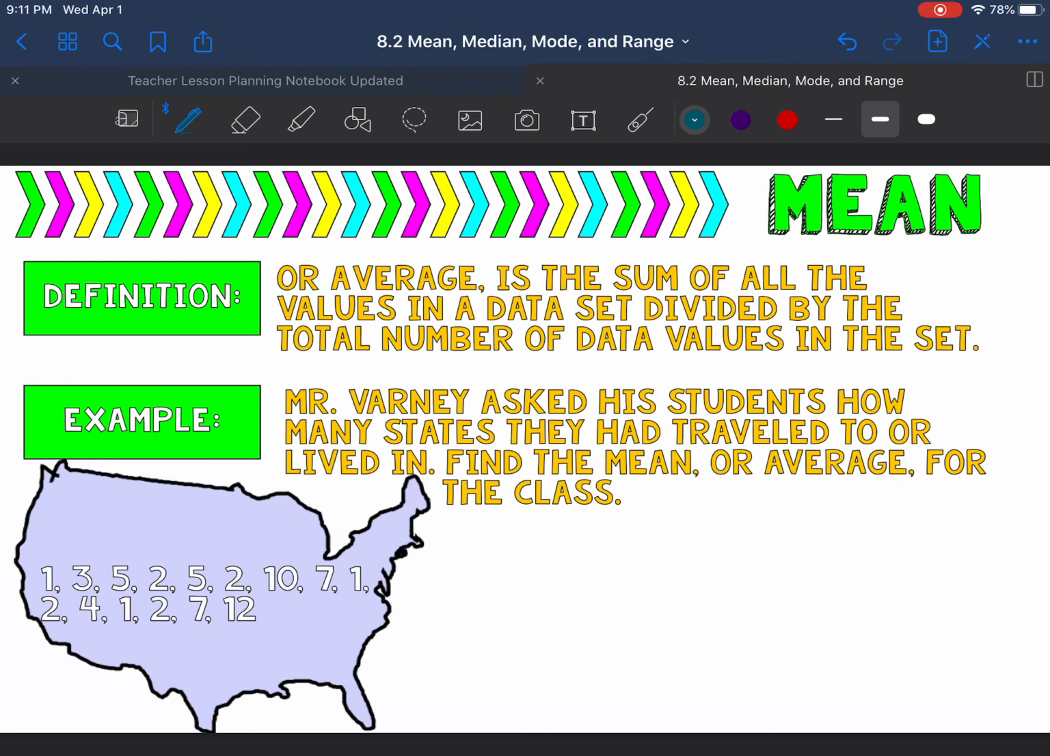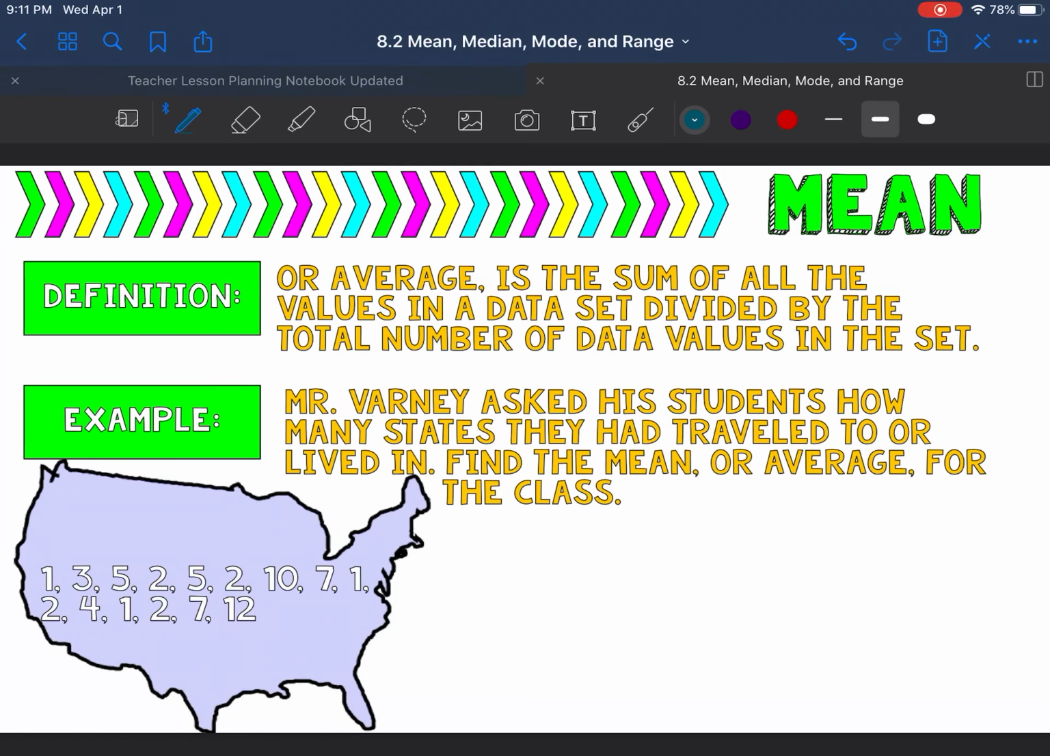So basically what that means is you're going to add them all up together. You're going to take your answer and you're going to divide it by the amount of numbers you added up. So let's take a look at an example. We have this example here. We're going to use this example through all of our definitions. Mr. Varney asked the students how many states they had traveled to or lived in. Find the mean or average for the class.